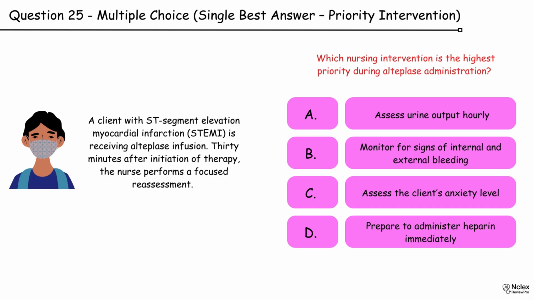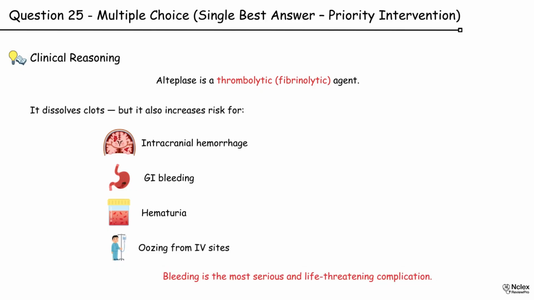The correct answer is B. Monitor for signs of internal and external bleeding. Now let's reason through this clearly. Alteplase is a thrombolytic, also called a fibrinolytic. It dissolves clots. But when you dissolve clots, you also increase the risk of uncontrolled bleeding. The most life-threatening complication is hemorrhage.